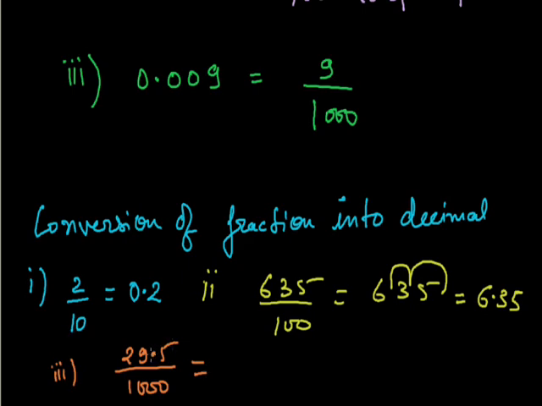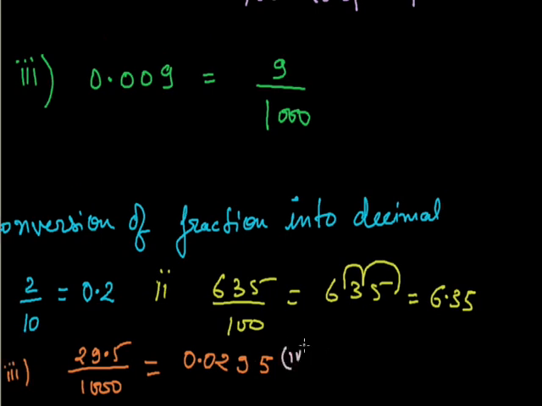One more example, if I have to convert 29.5 upon 1000, here I can say the decimal is at the end and I have to shift it 3 places to the left. First let me write the number 295. The decimal is here, so it will shift 1, 2. Now I don't have any number here, so I will simply put a 0 and shift the decimal to this place. So it will be equal to 0.0295.